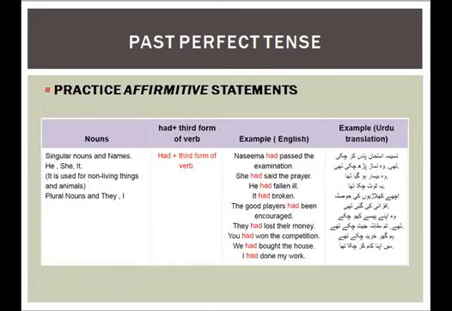For singular nouns and names, he, she, it. For plural nouns and they and I. That is, for singular or plural nouns, for all sorts of pronouns, all sorts of names, one helping verb, had, is used along with the third form of the verb.